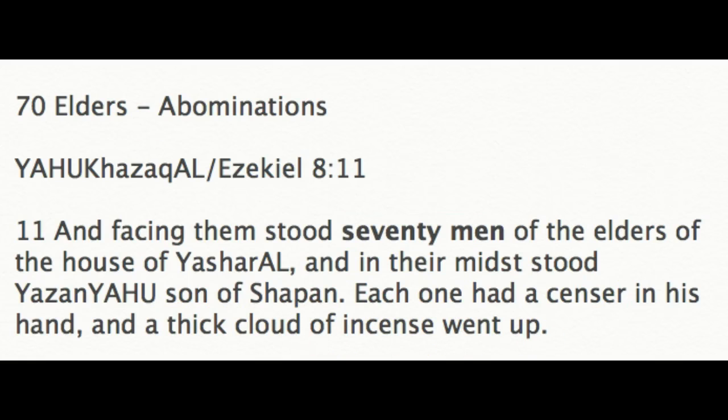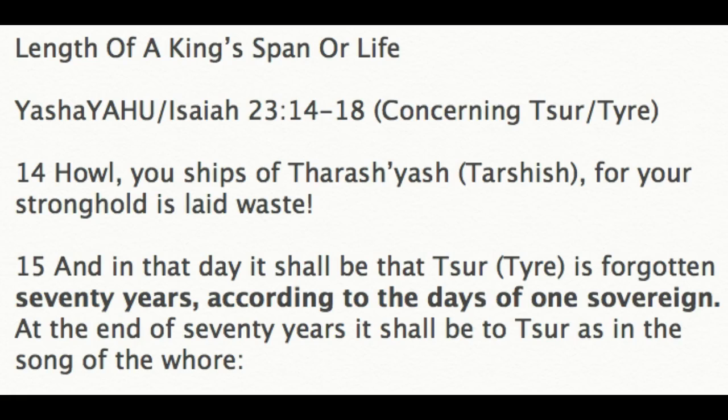Now, the context for this chapter has to do with Yahuwah showing Yahushua all of the wicked abominations that Yasharal was doing behind closed doors, even the ones of the elders, where they were worshiping and offering incense to animals, the works of their hands, and to graven images.